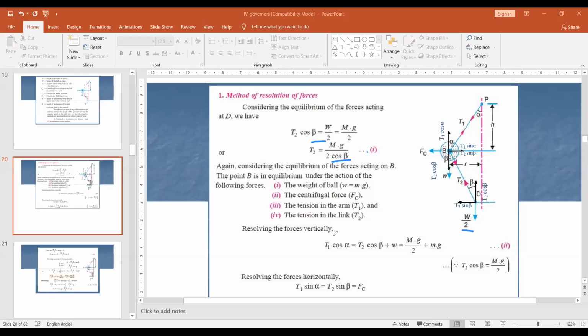Now resolving the forces vertically: T1 cos alpha equals T2 cos beta plus W. Since T2 cos beta equals capital Mg by 2, substituting the value gives T1 cos alpha equals Mg by 2 plus small mg. Let us take this as equation number 2.